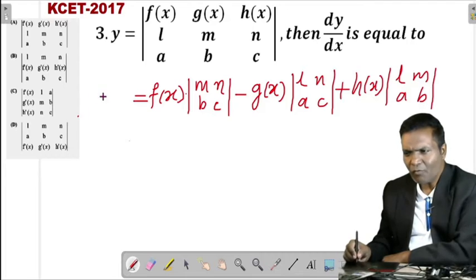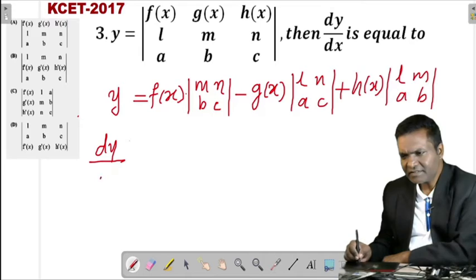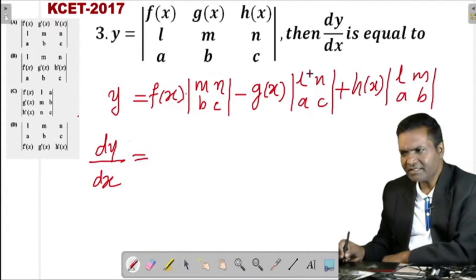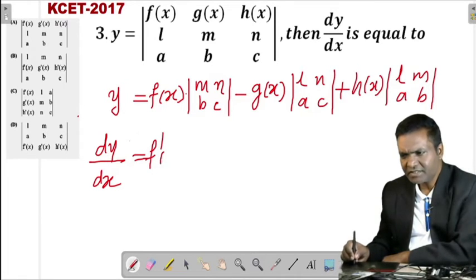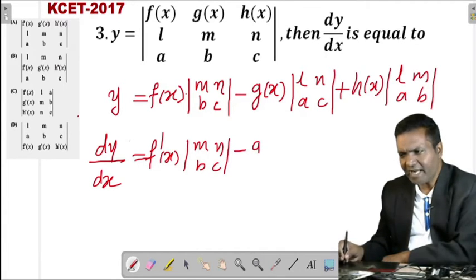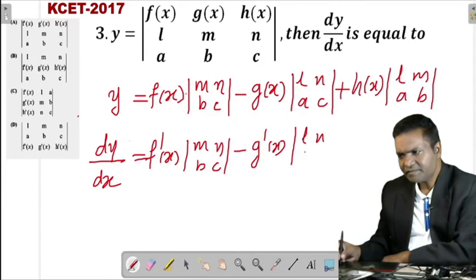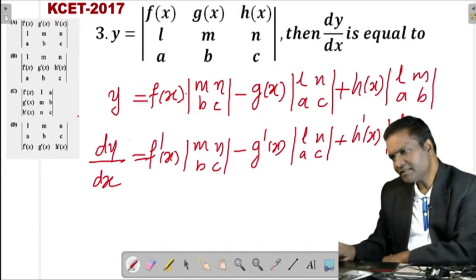This is your y. If we differentiate this, what will we get? These determinants are constants. So only the f derivative is f dash, this as it is, minus g dash, this as it is, plus h dash, this as it is.